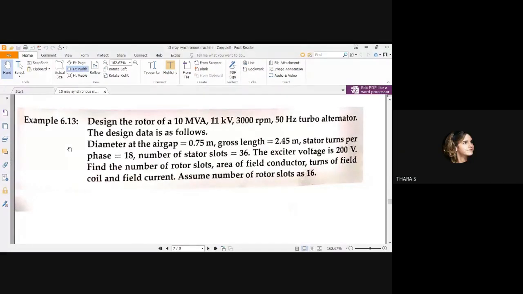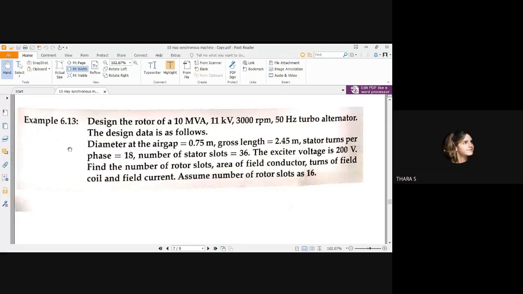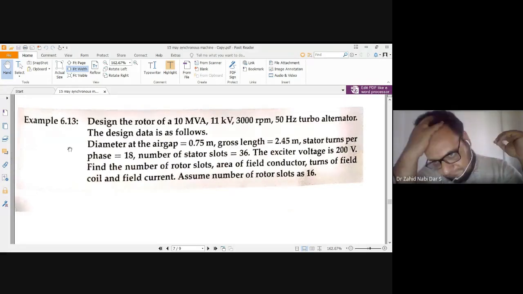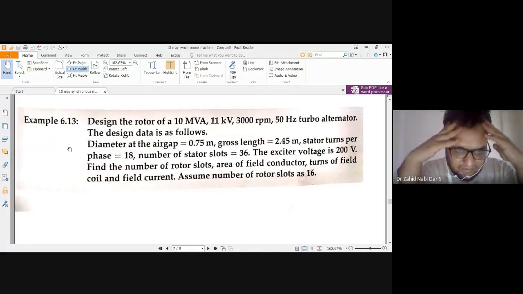Design of 10 MVA, 11 kV, 3000 RPM, 50 hertz. The design is as follows: diameter gap is equal to 0.75 meter, gross length 0.45 meter, stator turns per phase 18, number of slots 36, the excitation voltage is 200 volt. So find the number of rotor slots, area of field conductor, turns of field coil, and field current. Assume number of rotor slots as 16.